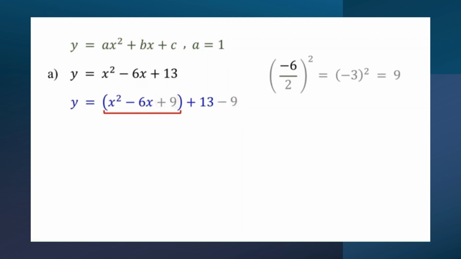The next step is to rewrite the perfect square trinomial as a binomial squared, which will be (x minus 3) squared. The number in the binomial always corresponds to half of the coefficient of the x term in the perfect square trinomial. 13 minus 9 equals 4. So that is the answer: y equals (x minus 3) squared plus 4. This is the completing the square method when you want to put it in vertex form.